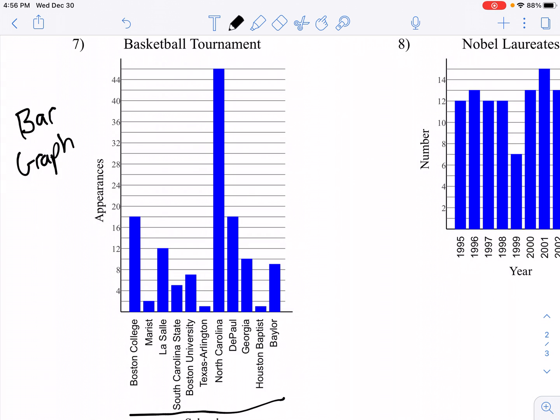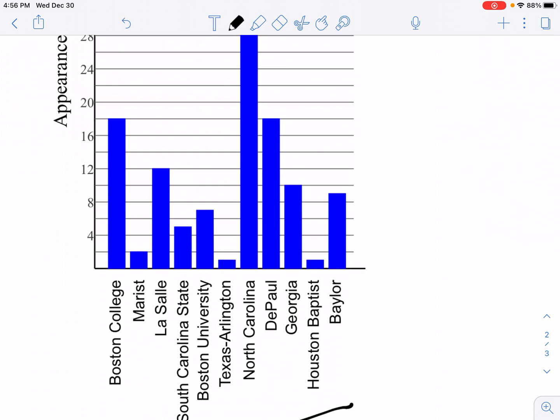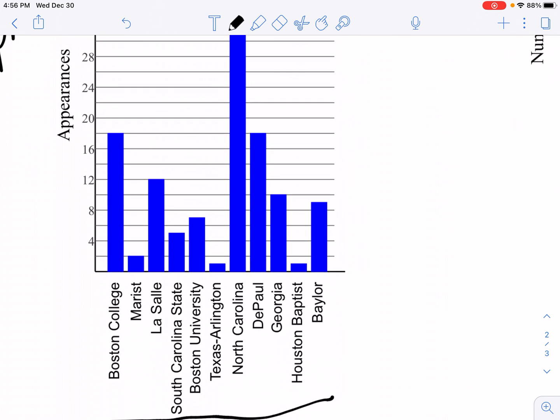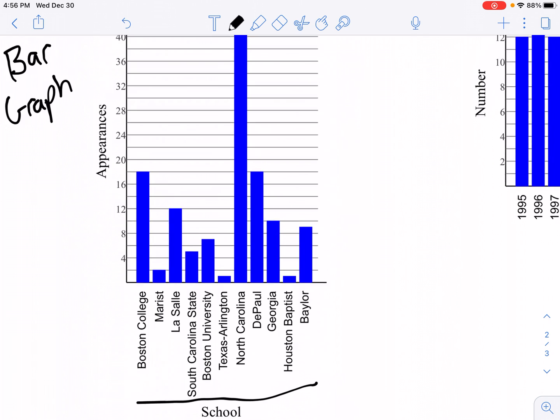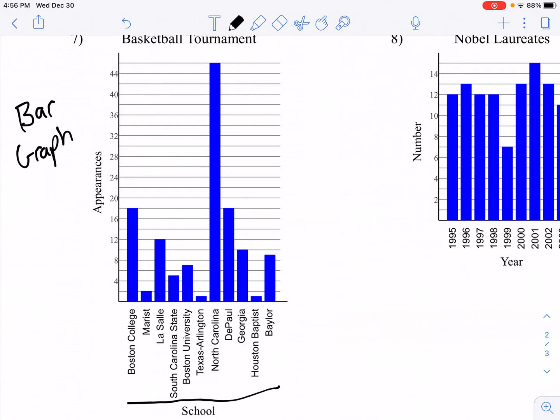So Boston College, it looks like Marist, oh, I'm going to butcher these names. Let's find a name I can pronounce. Boston University, North Carolina, and so on, okay? So it's just comparing the number of appearances that these different colleges make in the basketball tournament. Now, what you need to be concerned with are the y-axis values, okay? That's the actual list of numbers we're concerned with.